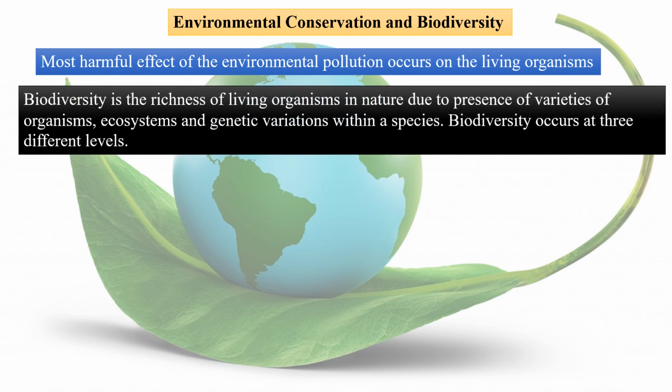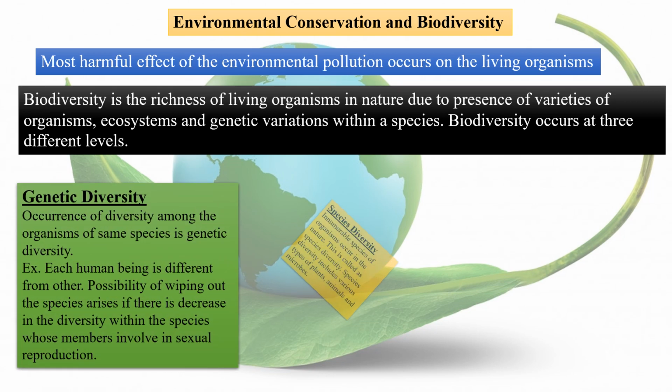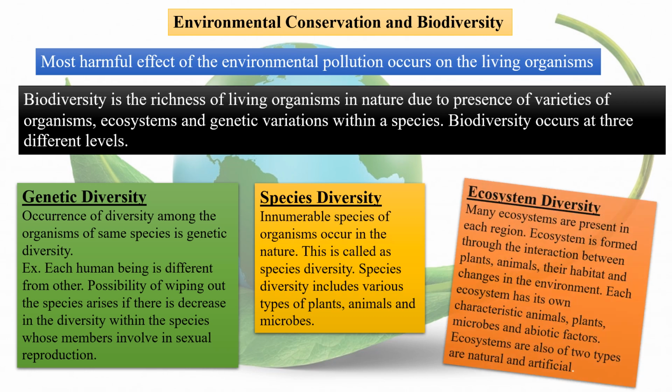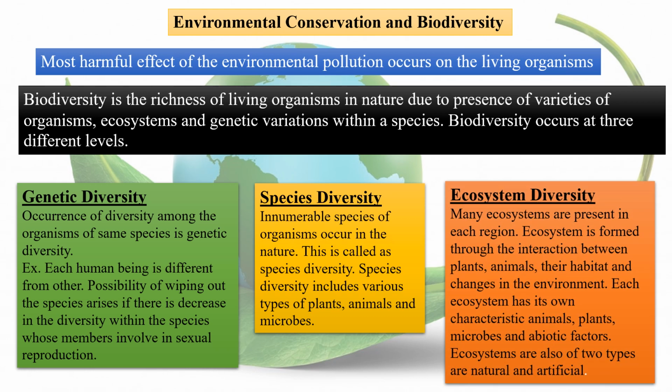So biodiversity is the richness of living organism in nature due to presence of varieties of organisms, ecosystems and genetic variation within a species. Biodiversity occurs at three different levels: genetic diversity, species diversity and ecosystem diversity. अब genetic diversity क्या है? Now remember, diversity means huge variety. ठीक है, अगर कोई चीज की बहुत सारी वैरायटी है हमारे एनवायरनमेंट में तो it is very good for the environment. ठीक है, वो बैलेंस क्रिएट करने में मदद करती है.